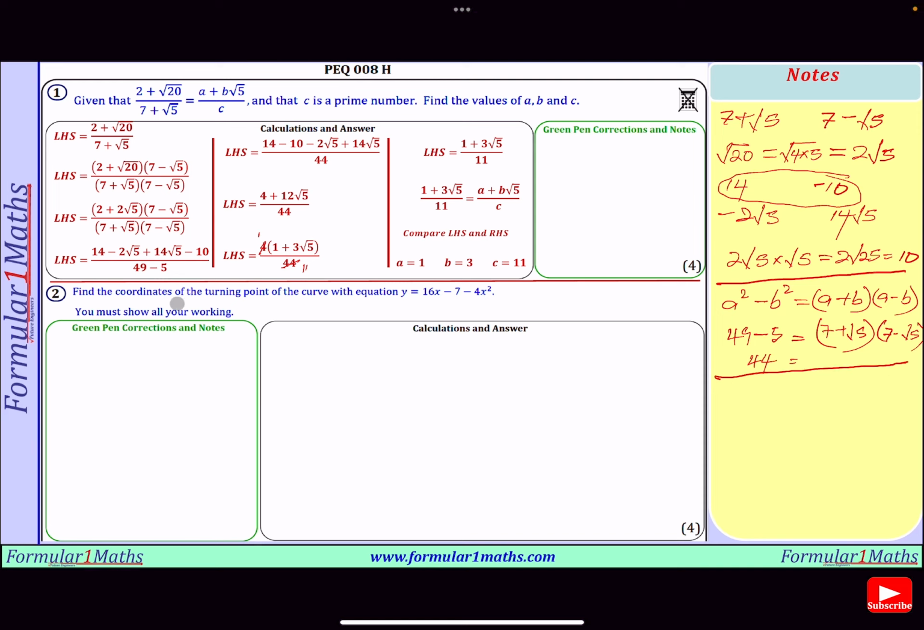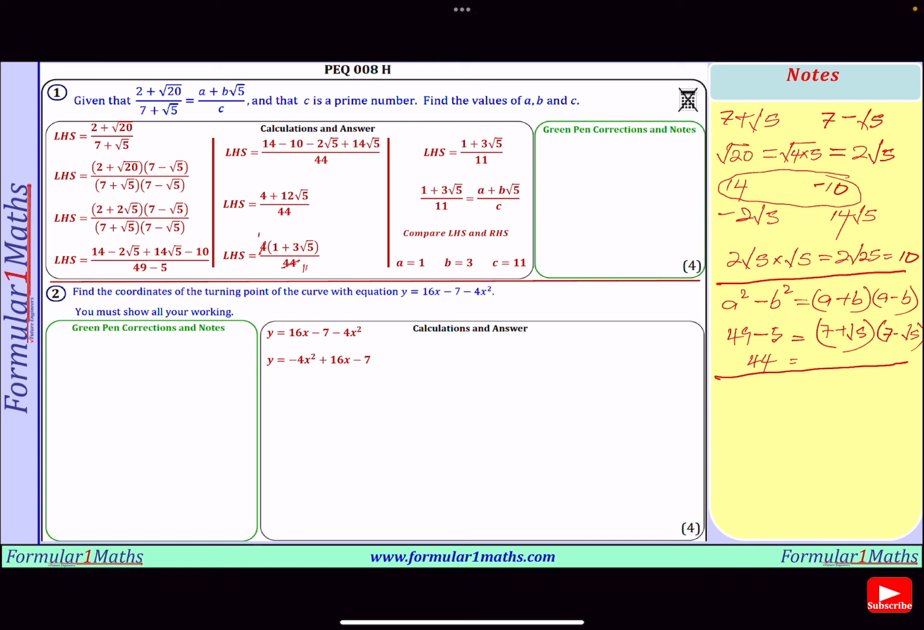Question 2. Find the coordinates of the turning point of the curve with equation y equals 16x minus 7 minus 4x squared. You must show all your working. First, I will rearrange this equation and make minus 4x squared the first term, 16x the second term, and minus 7 the third term. And I'll get y is equal to minus 4x squared plus 16x minus 7.